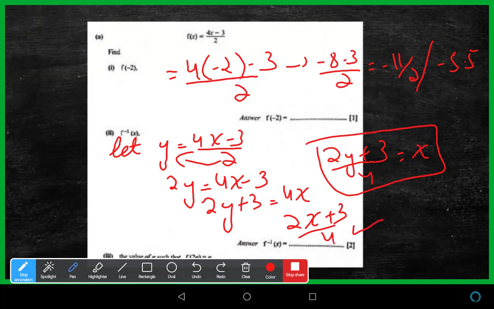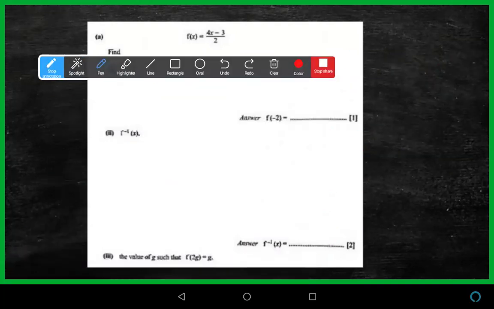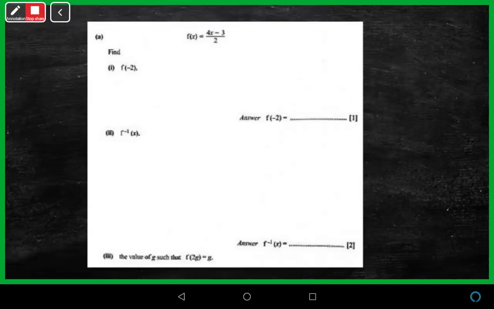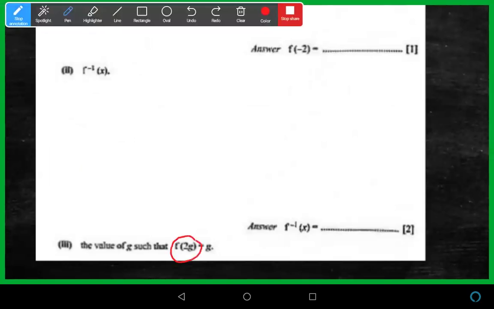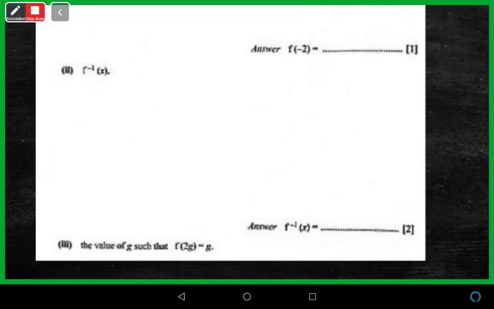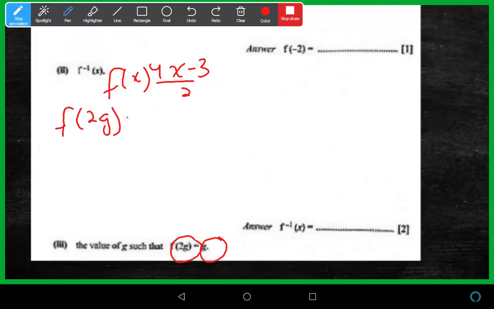And we have another part 3 as well. So I hope part 1 and part 2 are clear to all of you. Now part 3. We have to see what part 3 is asking us. The function remains the same. You can see clearly in part 3 the input is 2g and it's equal to g. The equation is (4x minus 3) divided by 2. And the question is f(2g) is equal to g.